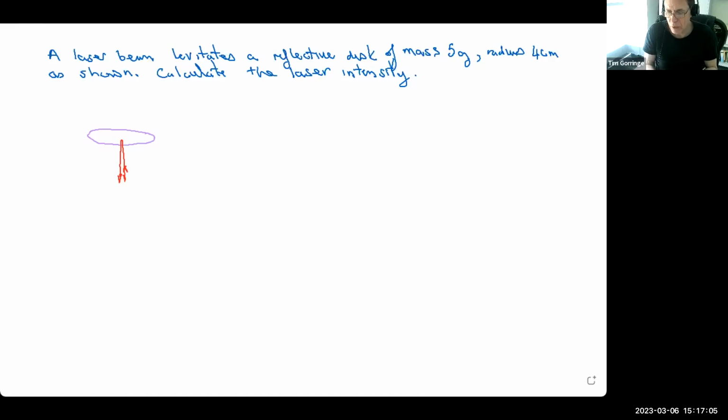Wanted to work through an example involving light. It's a problem that involves our understanding that light, an electromagnetic wave, carries energy and momentum, that light transfers energy and exerts forces. And in this problem, we're going to imagine that we are levitating or supporting a reflective disk, 100% reflective disk, by a laser beam to counteract the gravitational force.